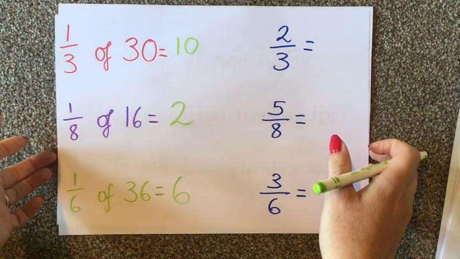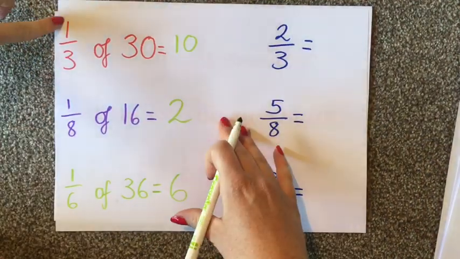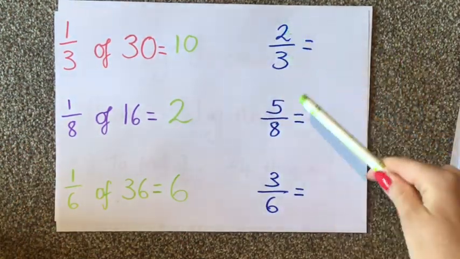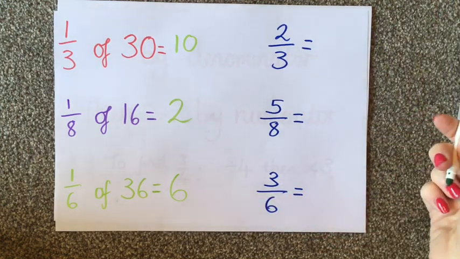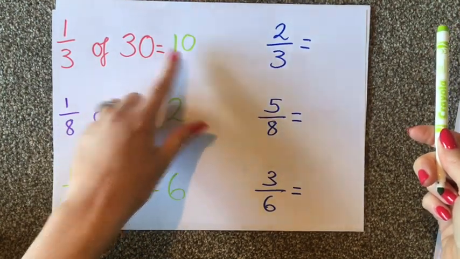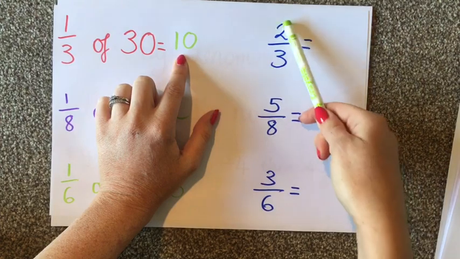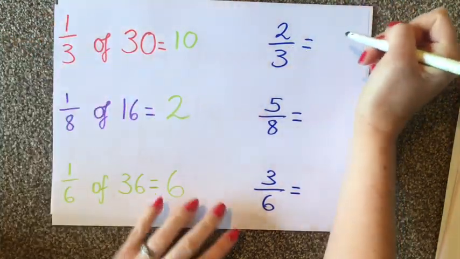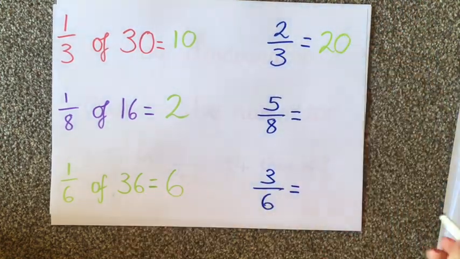And that's all well and good for these types of fractions, which are what we call unit fractions, where the numerator is 1. But sometimes we have what we call non-unit fractions, where the numerator is more than 1. And in that case, we've got an extra step to do. So if we know that 1/3 of 30 is 10 by dividing by 3, I then need to take my 10 and times it by 2, because I've got 2/3, not just 1/3. So this time, that answer would be 20.